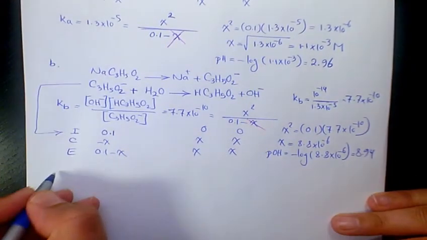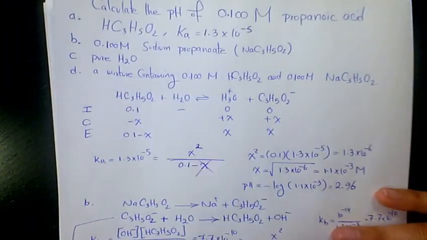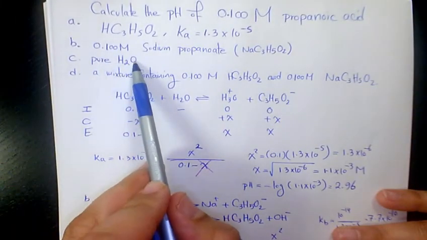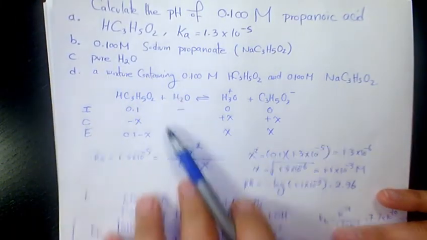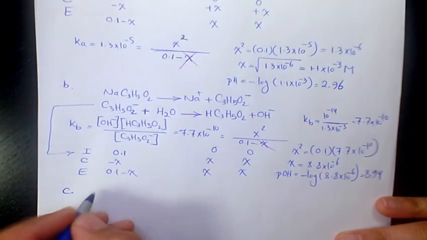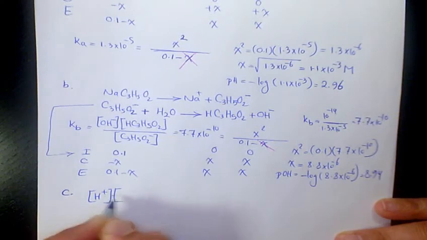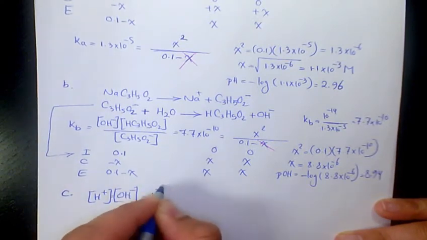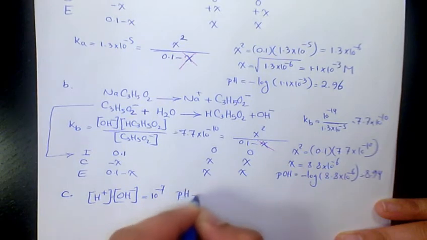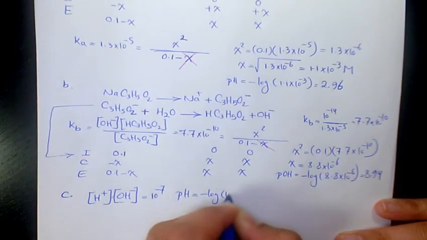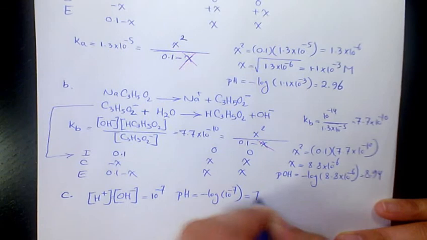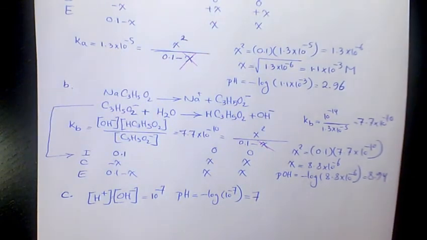Now part C, it says find out the pH of pure H2O. We know the pH of pure H2O or water, since proton equals hydroxide is 10 to the power of negative 7, pH will be negative log 10 to the power of negative 7, which is going to be 7.